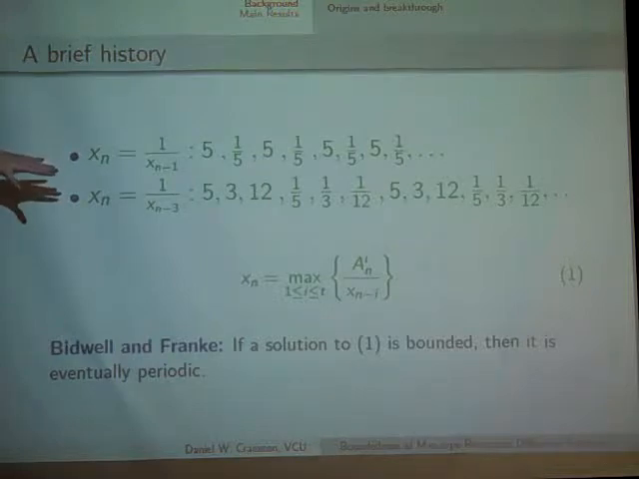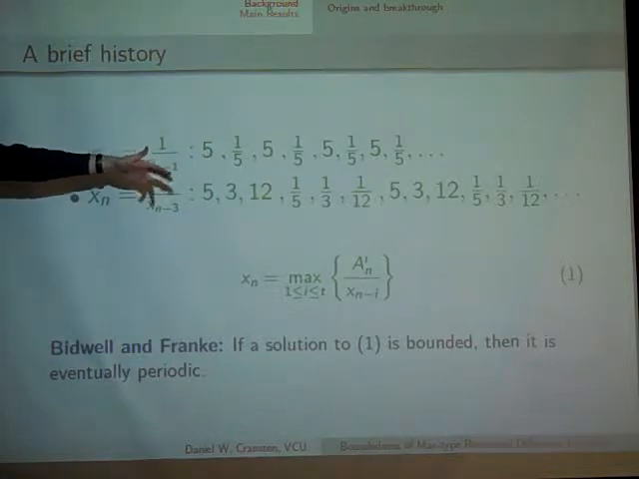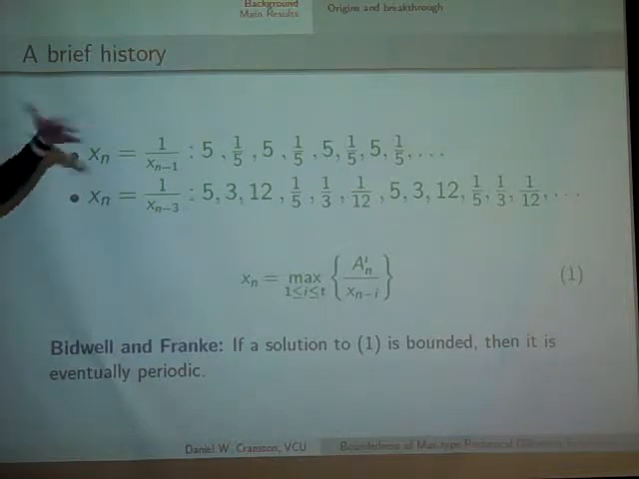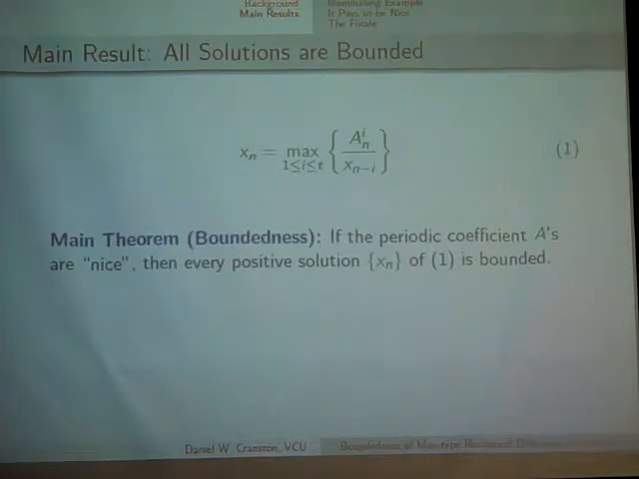If any solution to this equation is bounded, then it is eventually periodic. So that tells you a whole lot about this class, but it does not tell you when the solutions are going to be bounded. So what we're going to do is say, in terms of these parameter sequences a_i^n, if we put some conditions on them, we can prove that the solutions are always going to be bounded. And then by their result, because they're bounded, we'll know that they're eventually periodic. So that's where we're going.